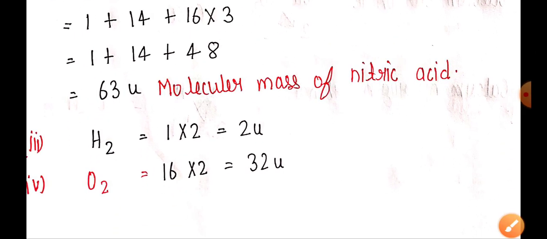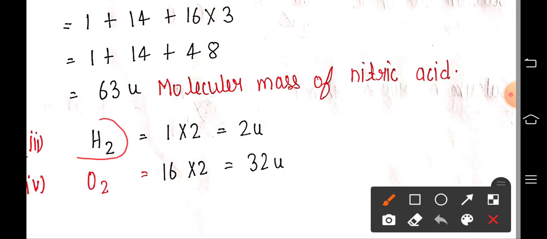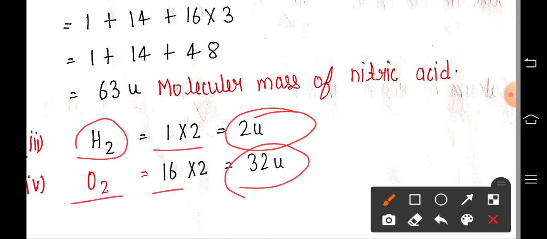Now we see next example. H2 means hydrogen gas. Here 2 atoms of hydrogen is involved. So 1 into 2 is equal to 2 unit. 2 unit is the molecular mass of hydrogen gas. Next example, oxygen gas. Atomic mass of oxygen is equal to 16. 2 atoms of oxygen formed oxygen gas. So 16 into 2 is equal to 32 unit is the molecular mass of oxygen gas. Clear?